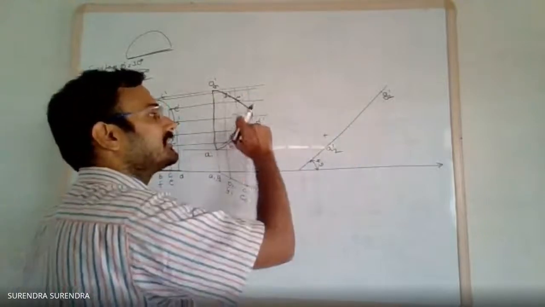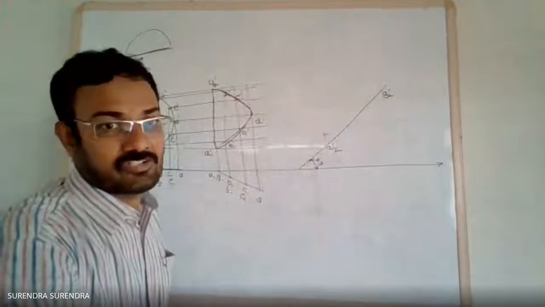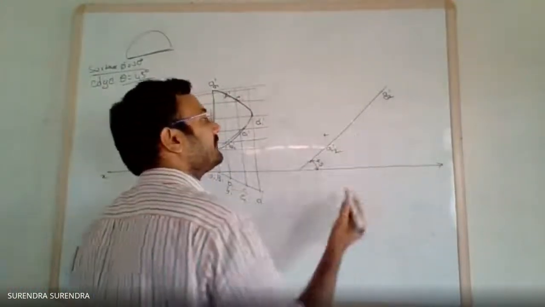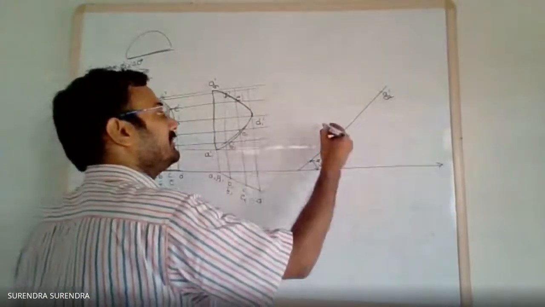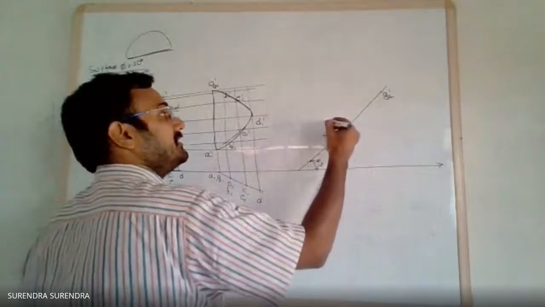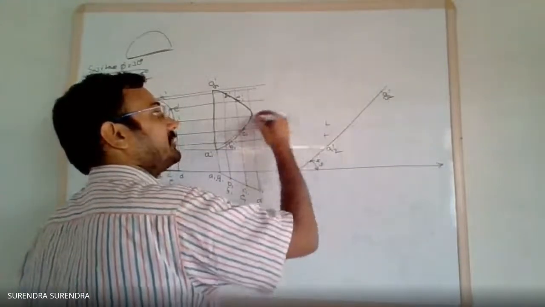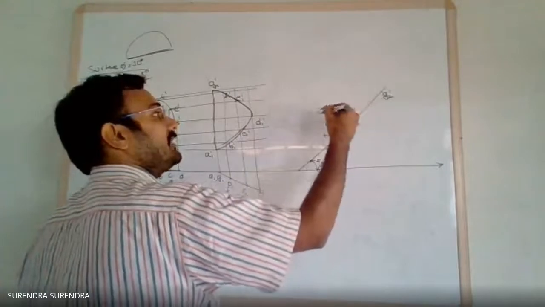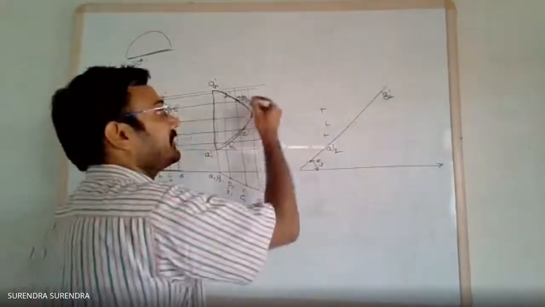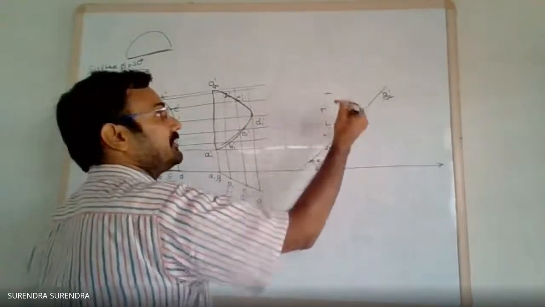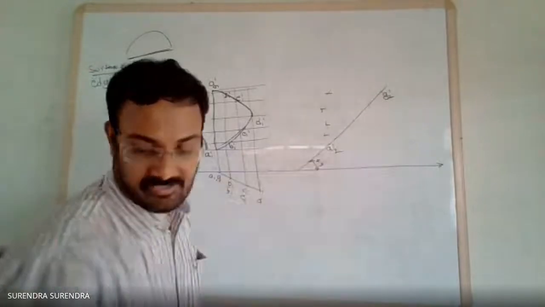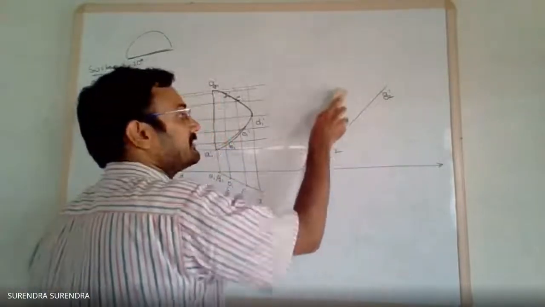In the same way as we drew previously: A to C, G to C. Next, A to D distance, G to D distance. A to E distance, G to E distance. So if you do this, you will get the same shape.